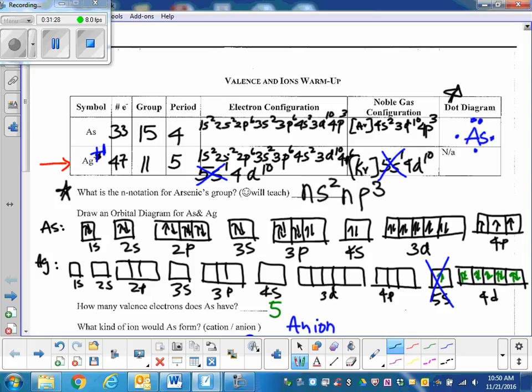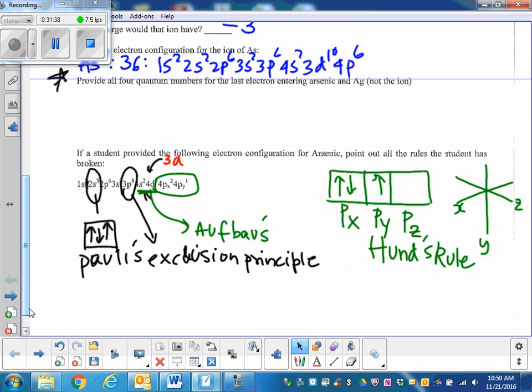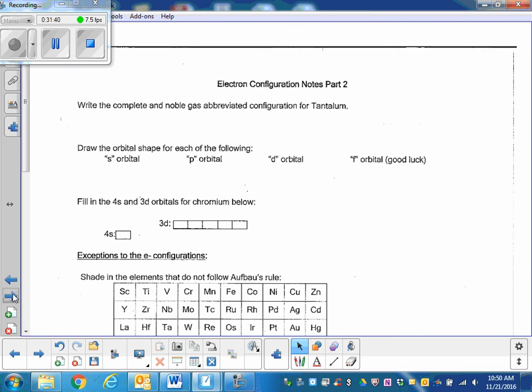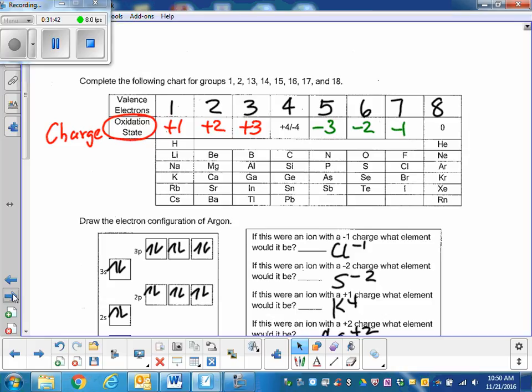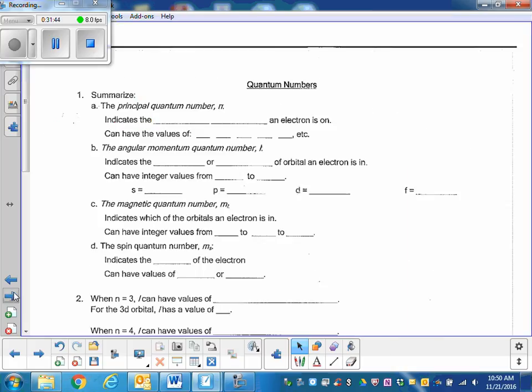If given an element, do you think you will be able to write its n notation? Are we good? Okay. We will get into quantum numbers. Yay. Finally. All right. Okay. I'm going to stop this lecture. Bye.